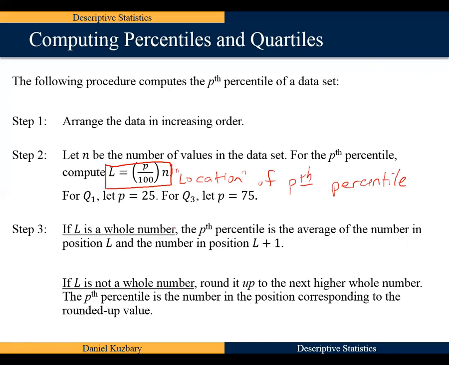And then if L is a whole number, we're going to take the average of the number in position L and position L plus 1. So these are locations. I'll show you this when we do an example. If L is not a whole number, you're going to round it up to the next whole number, and that'll be the percentile.